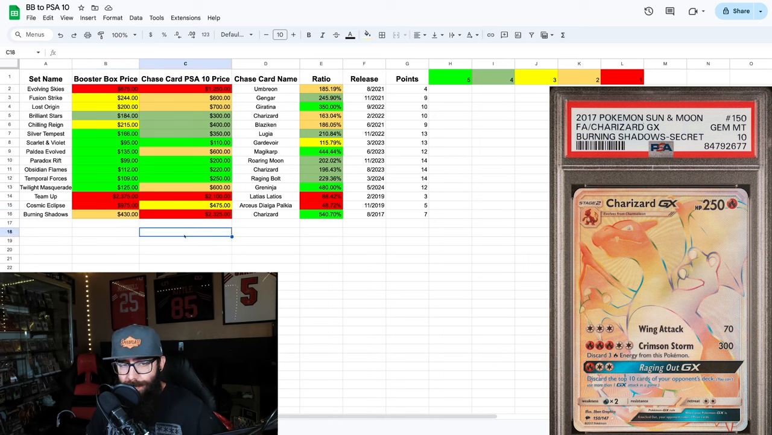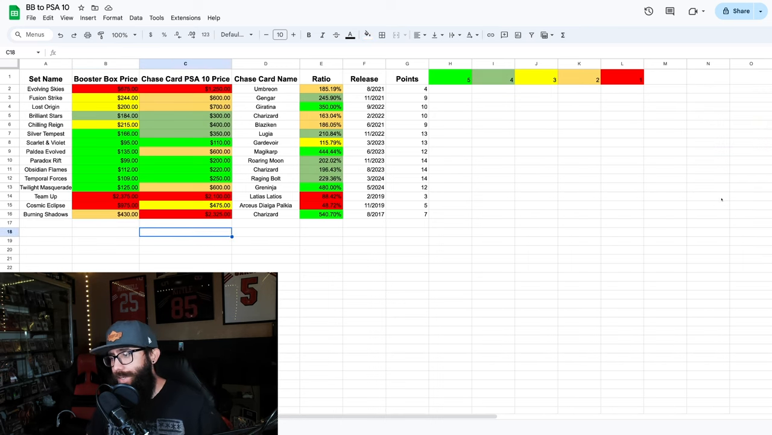So that is going to do it for this one, guys. I just wanted to make this video and touch on PSA 10 to booster box prices, and see if there's anything we can pull from this information. Like I said, I'm a visual person, so I like seeing the colors and the numbers, and hopefully this will help you understand where things are at and where things could go. We got three different eras in here.